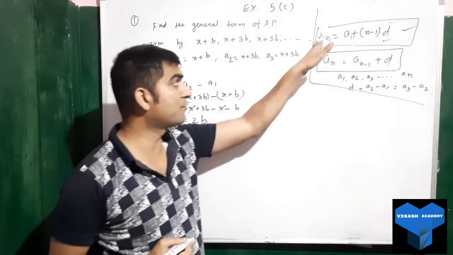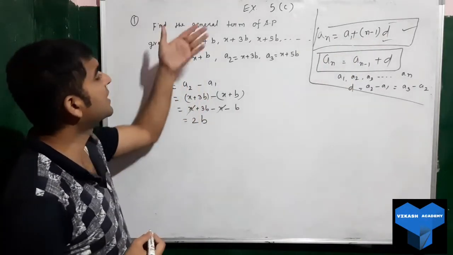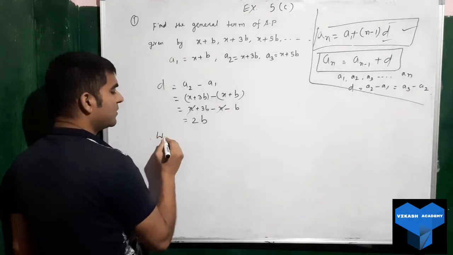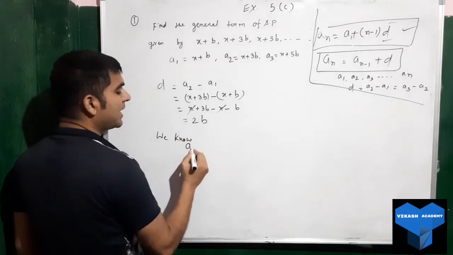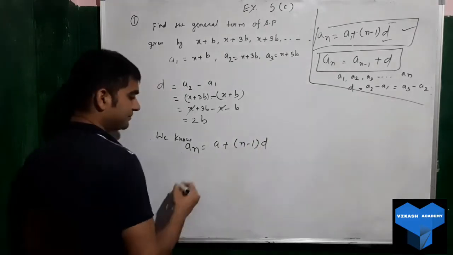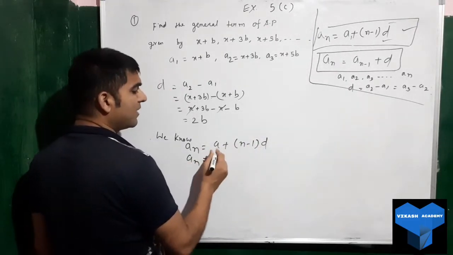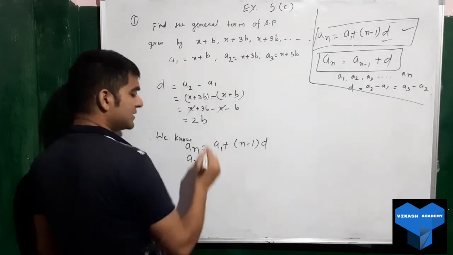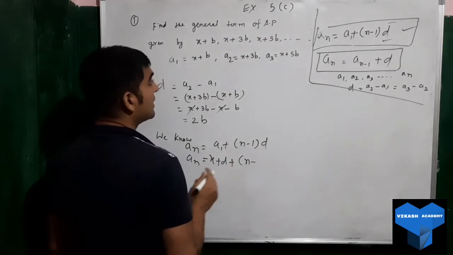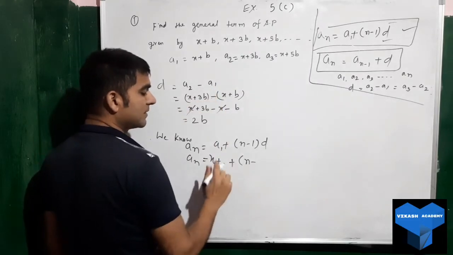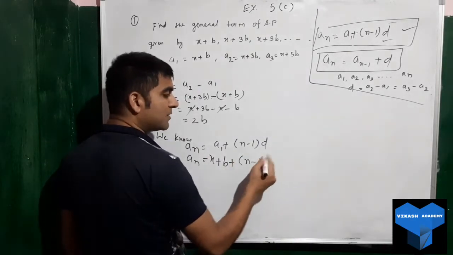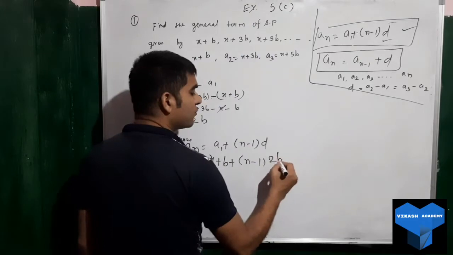So we got the common difference d. Now you write down the formula. You have to find the general term or an term. So we will write an term. Therefore, we know an is equal to a plus (n minus 1) into d. A or a1, the first term value, is x plus b. n minus 1 will be n minus 1. d, how much? We got 2b. It will be written here, 2b.